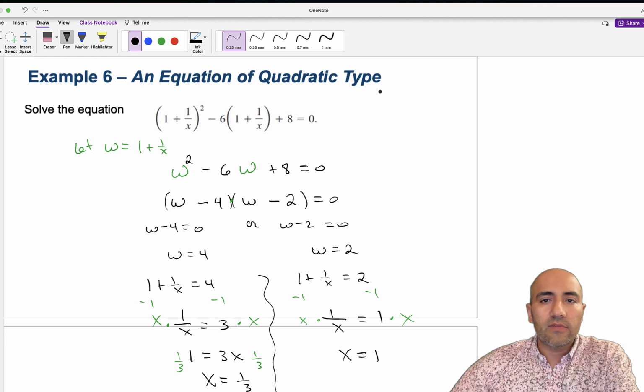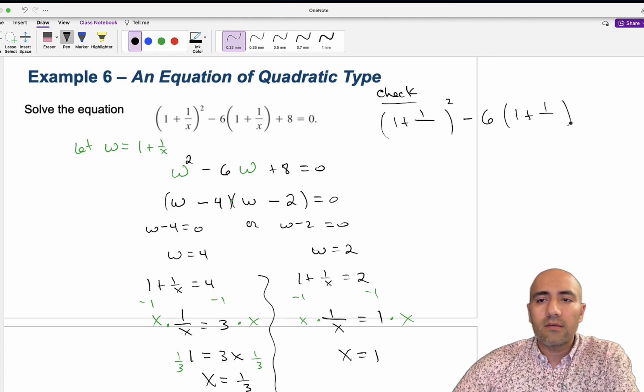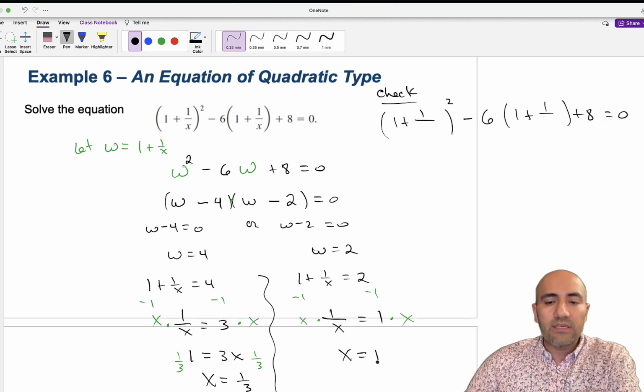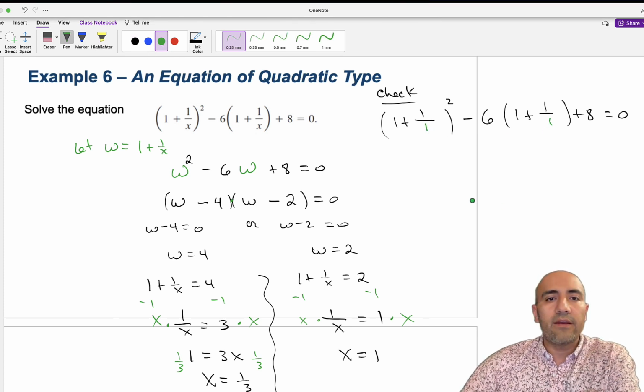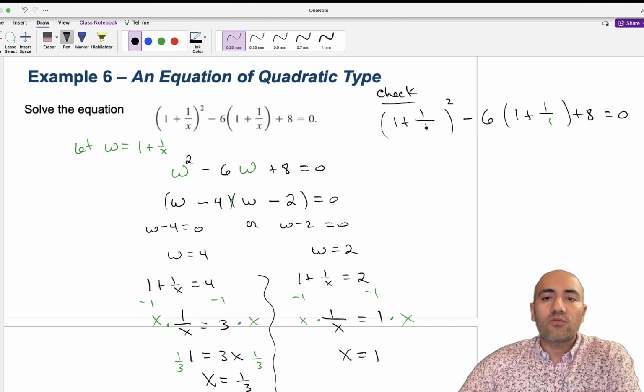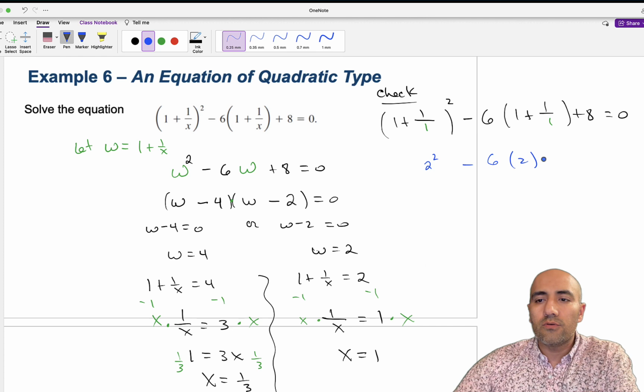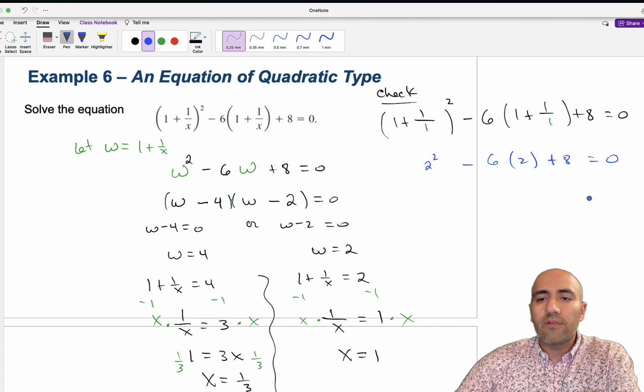Okay, so to check it, I'm going to come back over here. Check. 1 plus 1 over blank, parentheses squared, minus 6 times 1 plus 1 over blank, plus 8. Hopefully that whole crazy thing equals 0. Let's start with the easy one. So we're going to check if in fact 1 gives us a true statement. Put a 1 there, put a 1 there. Okay, 1 over 1, that's just 1. Plus 1, that's 2. So this will simplify into just 2 squared minus 6 times 2 plus 8. Hopefully that equals 0.